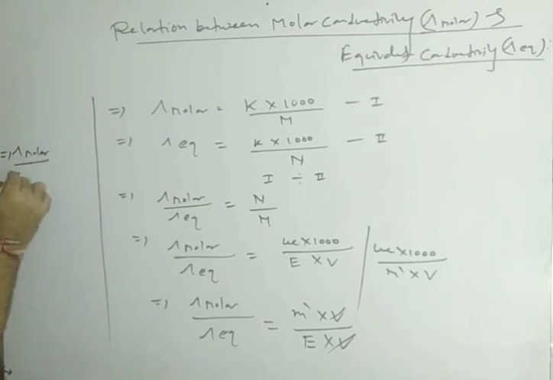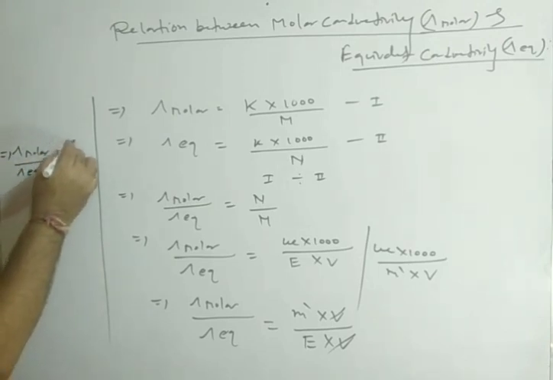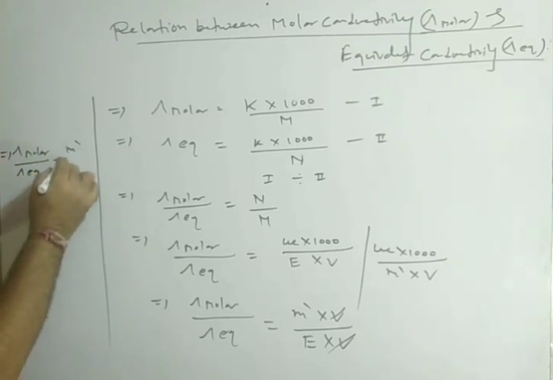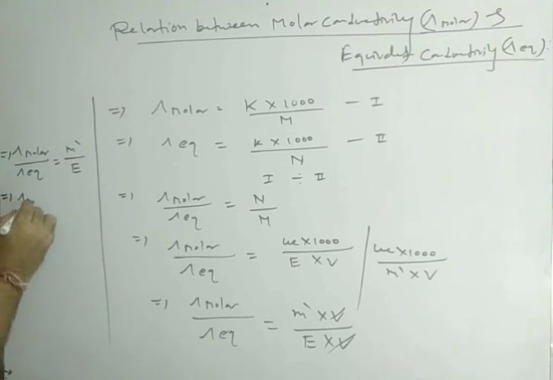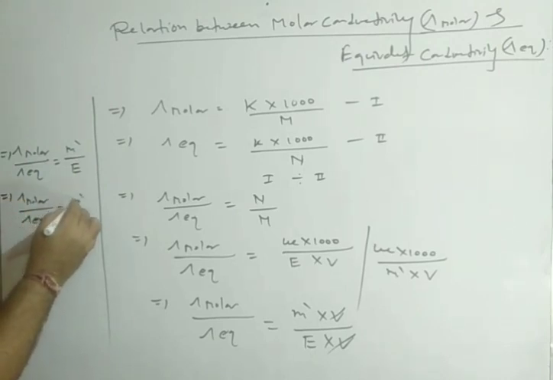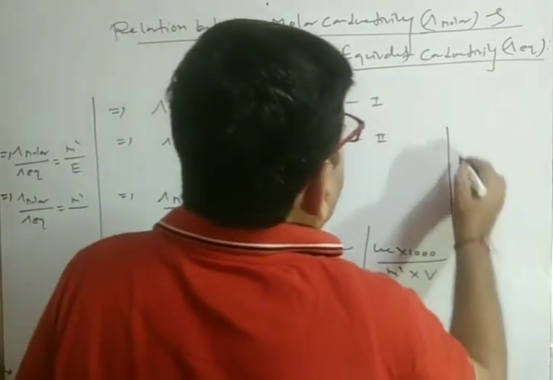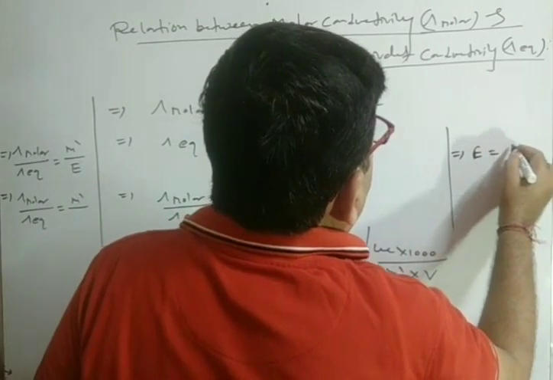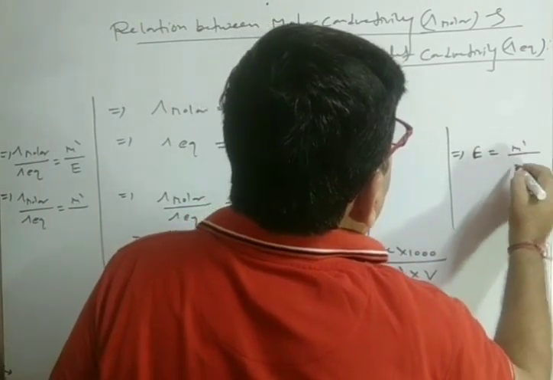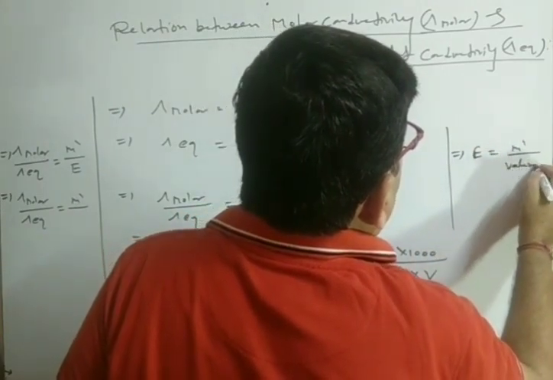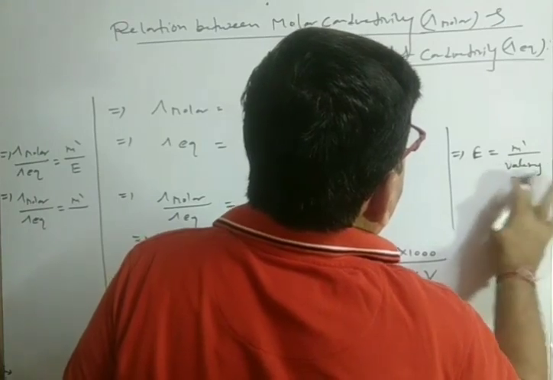Molar by equivalent, M dash divided by E. Molar by equivalent is M dash. For E you can write M dash by valency factor.